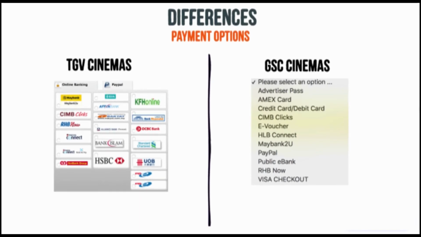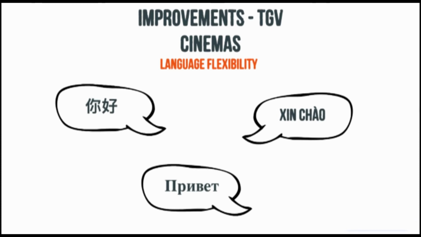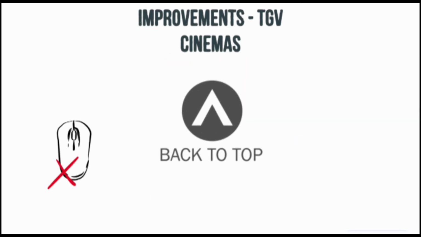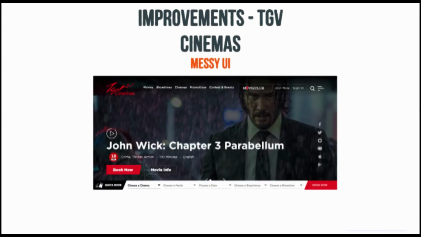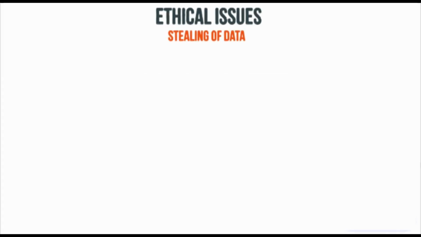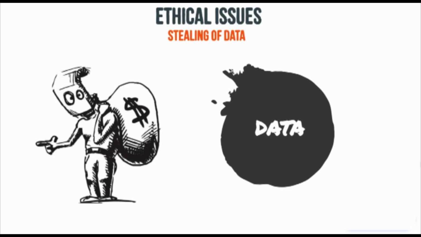There are some improvements that can be made to TGV cinemas, and that would be its language flexibility. Some users may not understand English as it is the only language option. Next, a back to top button should be integrated so a user wouldn't need to manually scroll back up. In this screenshot of TGV's homepage, it can be seen that its UI looks very basic and does not offer a clean and interactive experience. However, not long after this video was made, TGV has made great improvements to its UI as shown in the next picture.